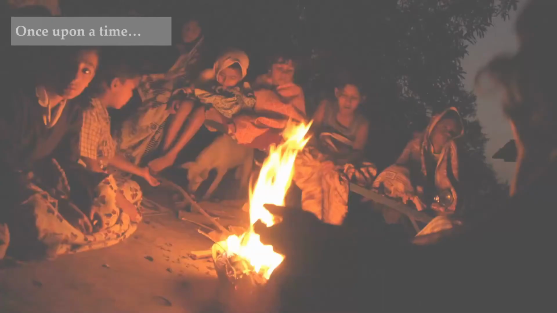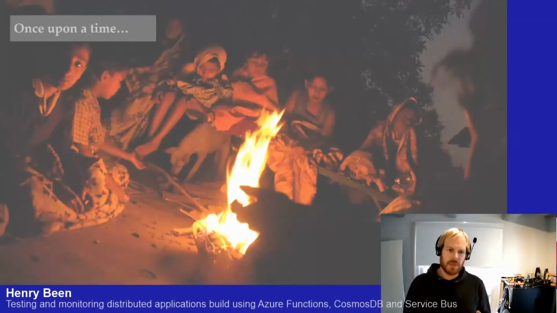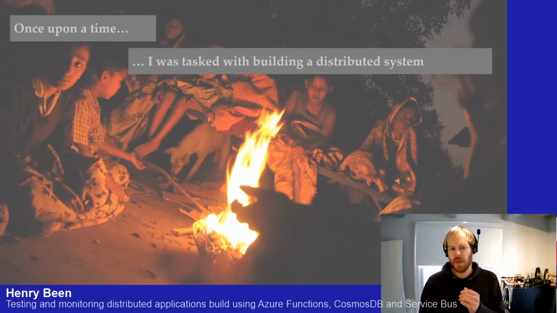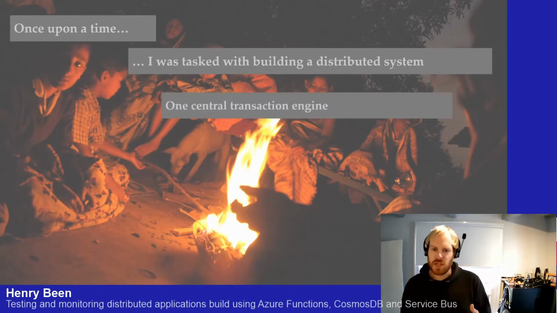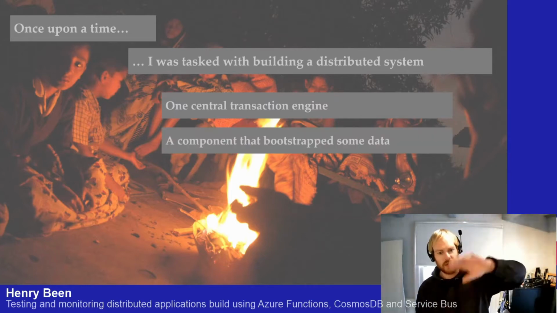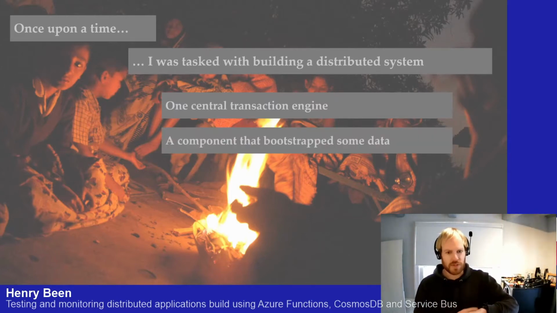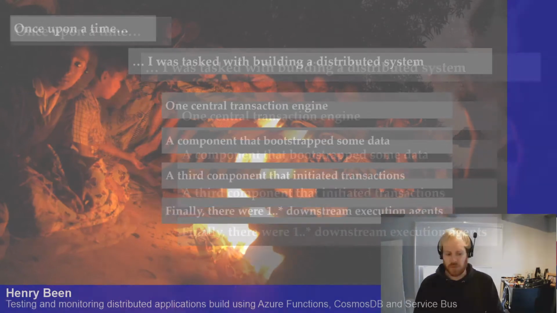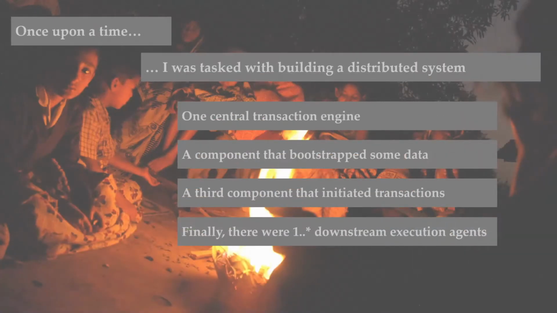In this talk, I want to start with a little bit of a story. I think it's about 2 years ago that I was tasked with building a distributed system. We came together, 2 architects, and we thought about what to build. I think it took us an afternoon, and then I started building the thing. It was one centralized transaction engine. On top of that engine, a bootstrapping component that got some initial data in there. Next to that, we had a third component that initiated transactions on our engine. And finally, we had a number of downstream agents that were responsible for executing those transactions in underlying systems.